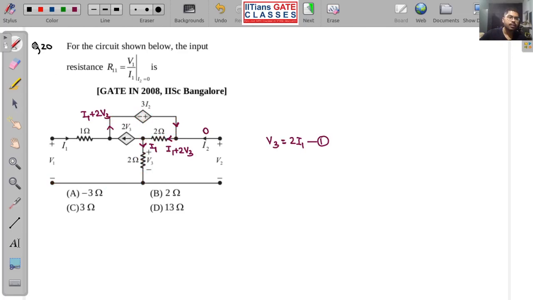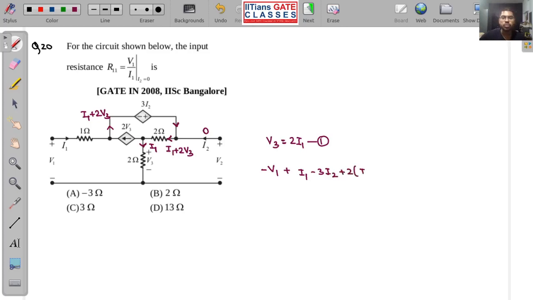Okay. Now look at my KVL. So minus V1 plus I1. So from here it will be minus 3I2. Minus 3I2, from this 2 ohm I1 plus 2V3.